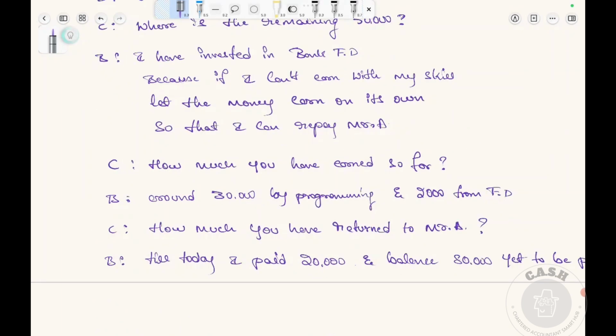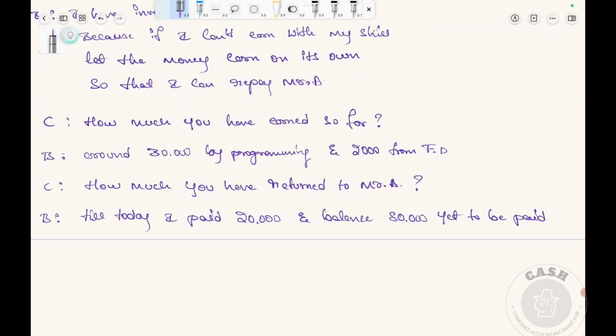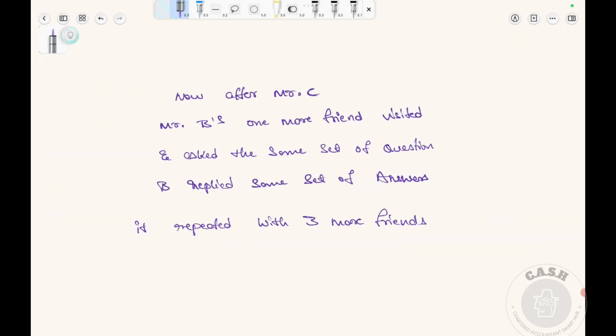I have invested in a bank FD because if I can't earn with my skills, let the money earn on its own so that I can repay Mr. A. How much have you earned so far? B said, around 30,000 by programming and 2,000 from FD. How much have you returned to Mr. A? Till today, I paid 20,000 and the balance 80,000 is yet to be paid. Now, Mr. C left by telling, I will visit you another day.